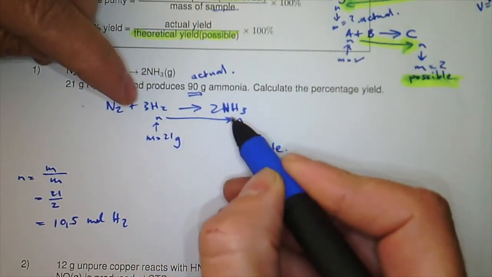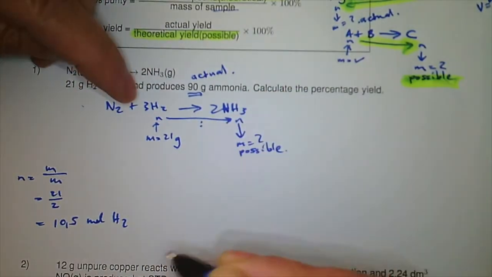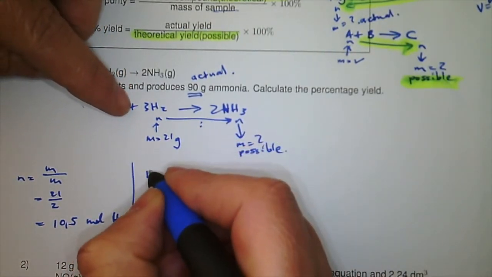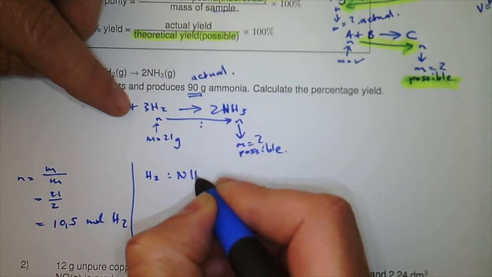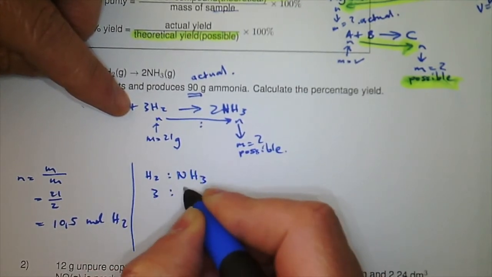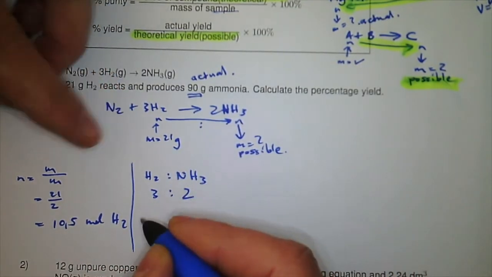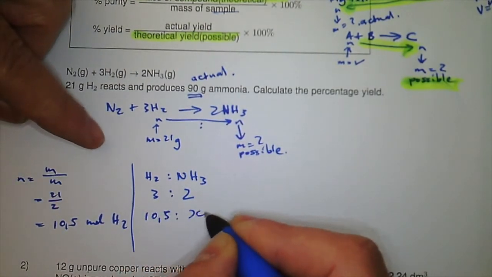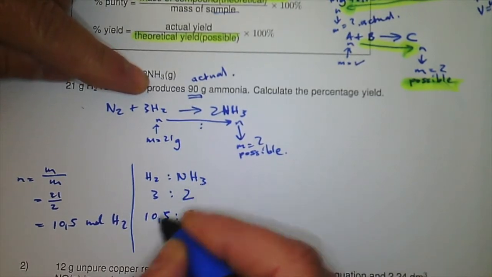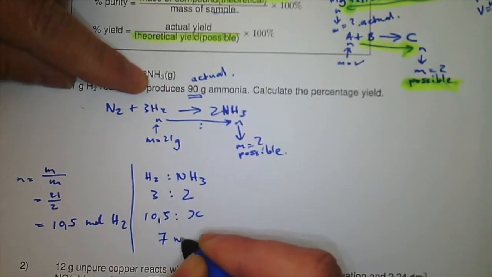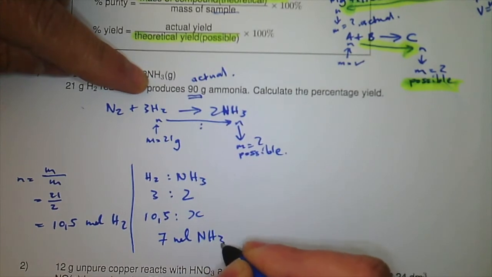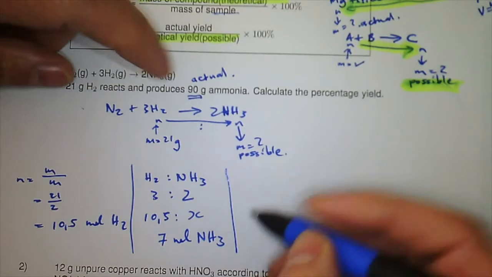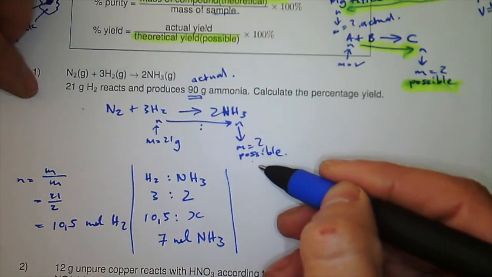Now I'm going to go from one type of substance to another, and the moment you do that, you need a ratio. So we're going from H2 to NH3, and 3 of these will produce 2 moles of that. So I don't have 3, I have 10,5. So the question is how many moles of that? When you do your cross calculation, that will tell you 7 moles of NH3 can be produced when that 21 grams react. But we don't want moles, we want mass.